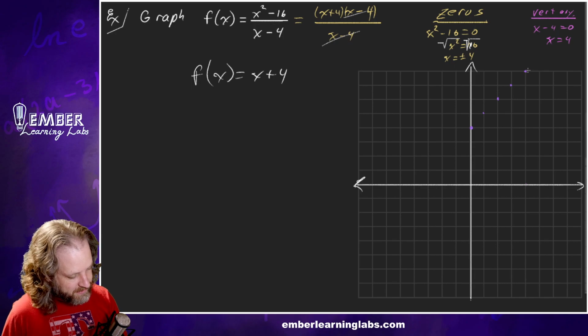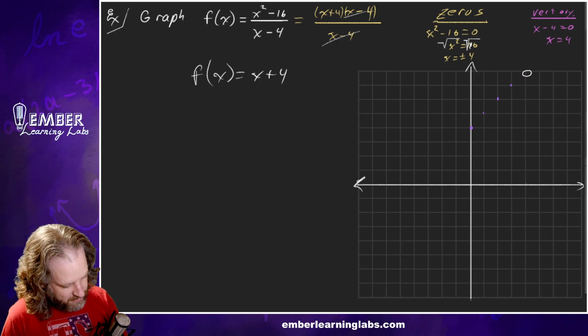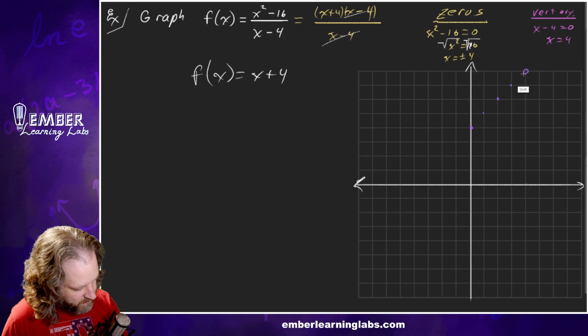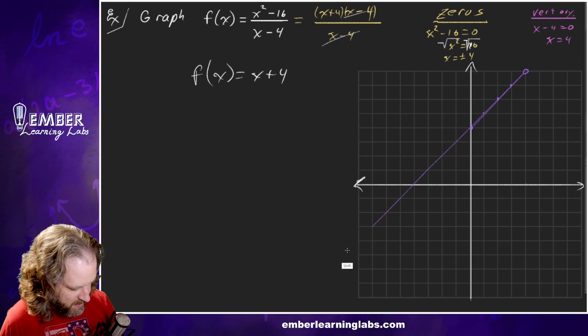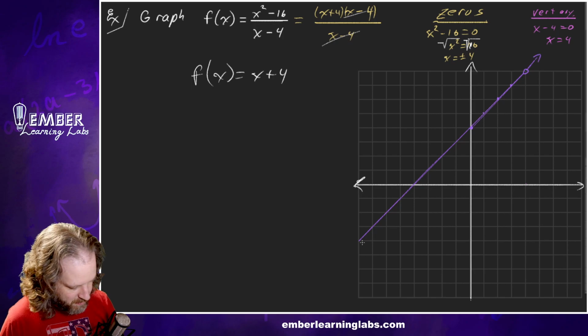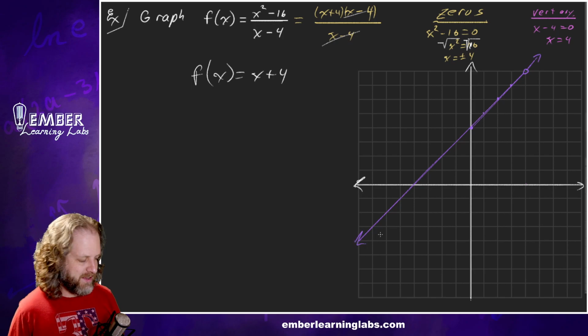So here, instead of putting a dot, we're going to put a hole. And so this graph looks like a line with a hole right there. And that's what that one looks like.